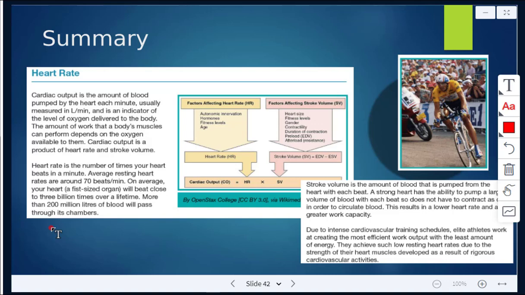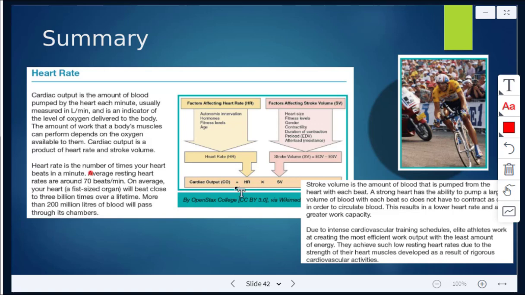All right, heart rate is the number of times your heart beats in a minute. Average resting heart rate is about 70 beats per minute. So on average, your heart will beat close to 3 billion times over a lifetime, and more than 200 million liters of blood will pass through its chambers.